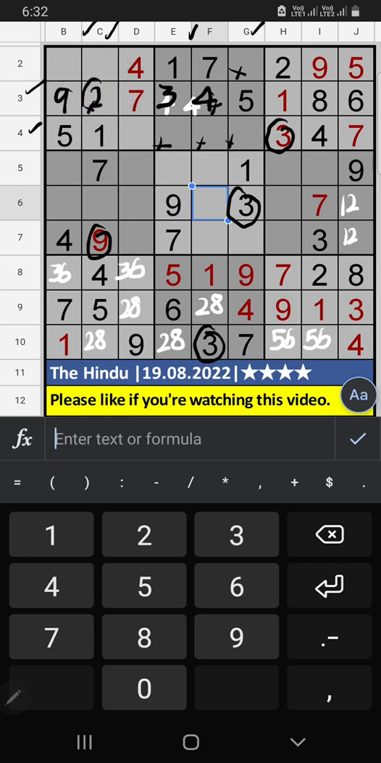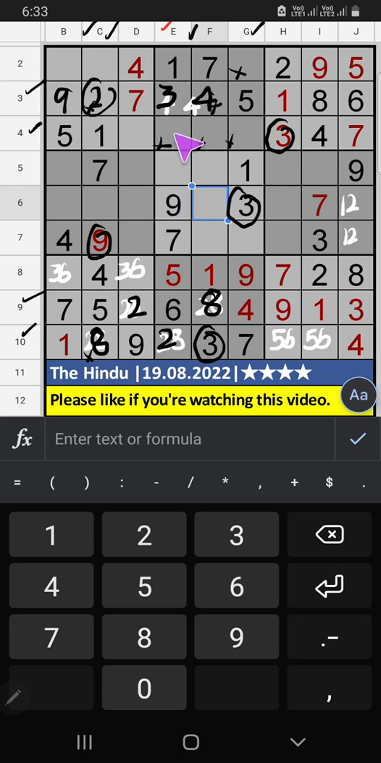Column C, we have 2. So 2 can't come in this cell. 2 is confirmed here. Then 8 is here. 10th row, only 1 number is remaining, 2. 2 is confirmed here. 9th row, only 1 number is remaining, 8. 8 is confirmed here.